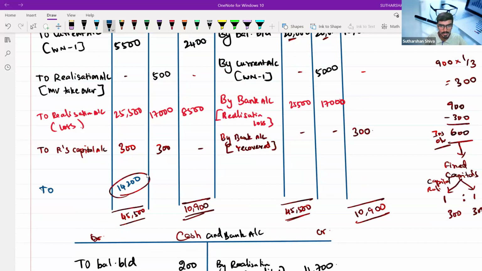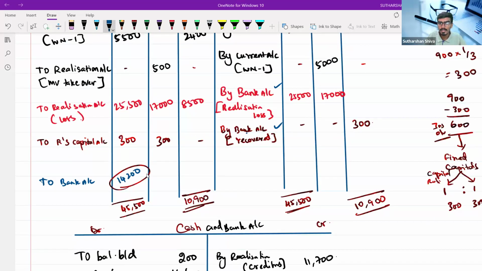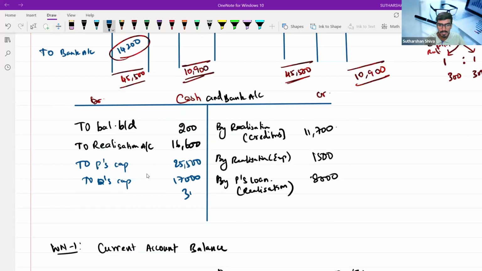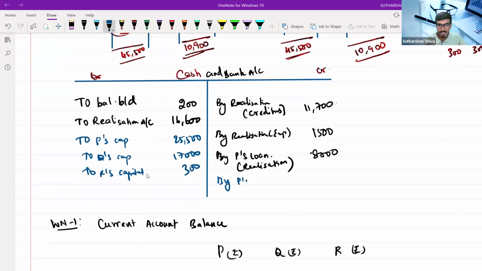14,200 should be transferred to bank account. Wait, here we have put two bank accounts. No, we need to show it in bank. I forgot it. So we will write down P's capital to Q's capital. What is the realization value? 25,500. 17,000 is brought by them. Now, R has recovered only 300 to R's capital. Then next here I put the bank value. So by P's capital, value 14,200.